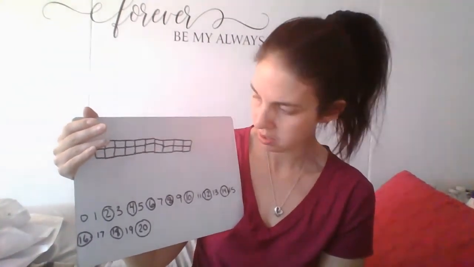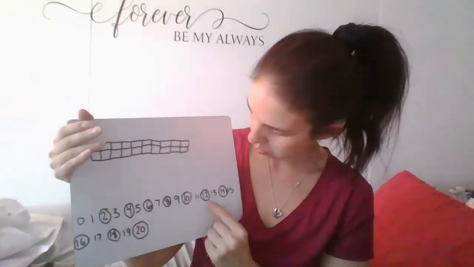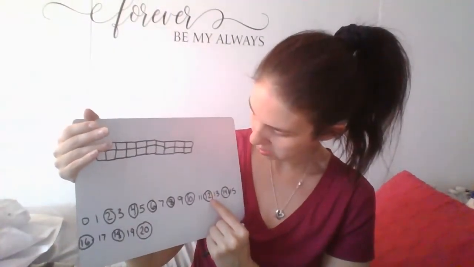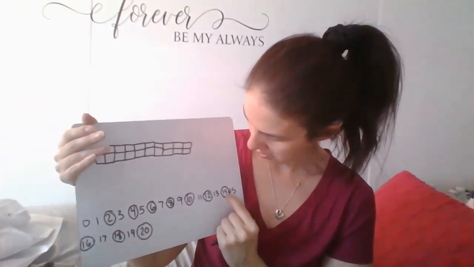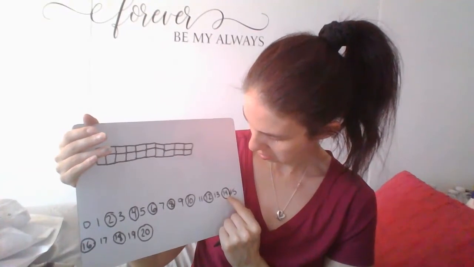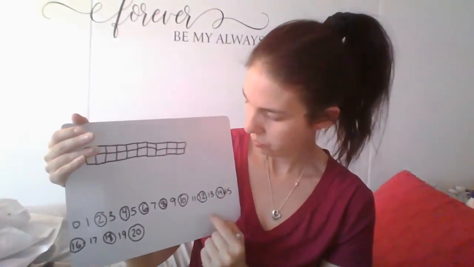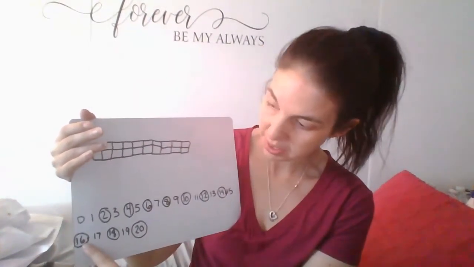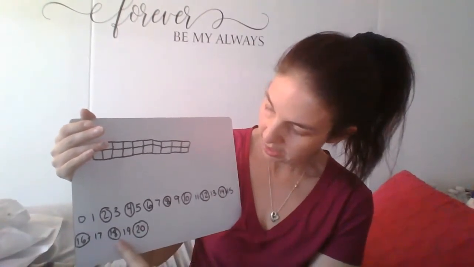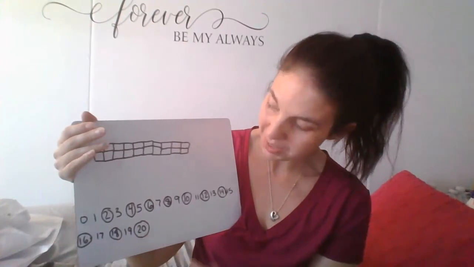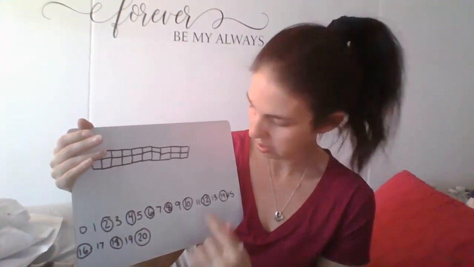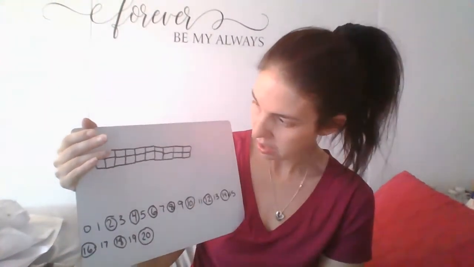And if you notice, when the 2 is in the ones place, it's also even. When the 4 is in the ones place, it was also even. When the 6 was in the ones place, it was even. When the 8 is in the ones place, it's even. And when the 0 is in the ones place, it's also even.